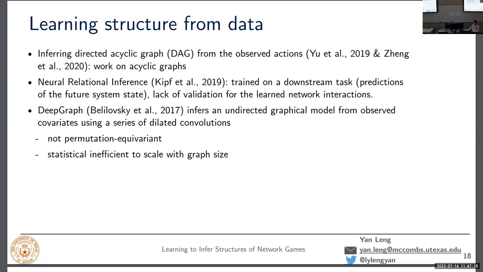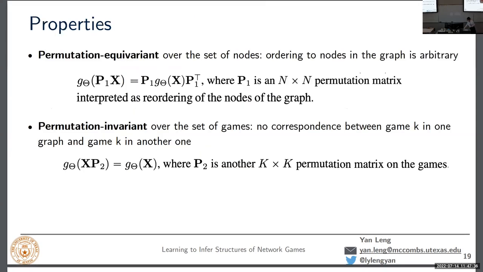This intuition of the most predictive network connection may not be the network connection that actually affects the decision making. The last one is the deep graph, which infers the undirected graphical model. This work is not permutation equivariant, and is also not scalable to large graphs.